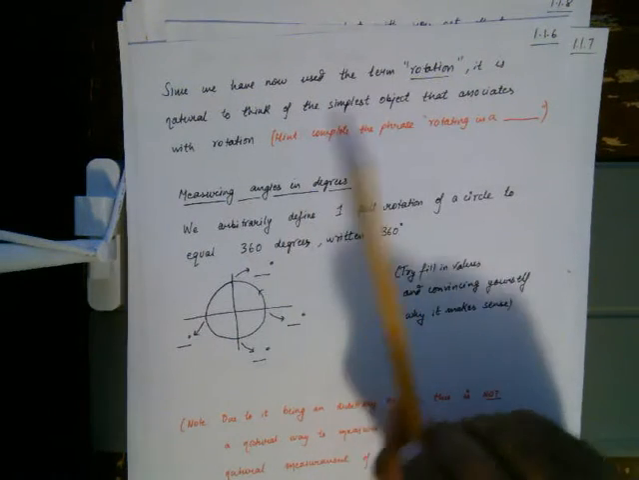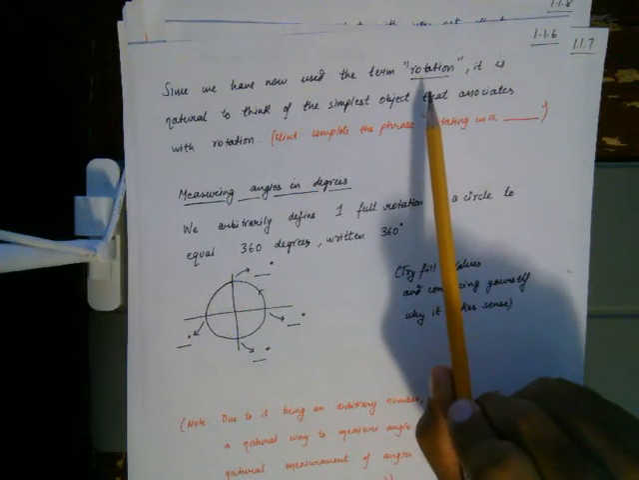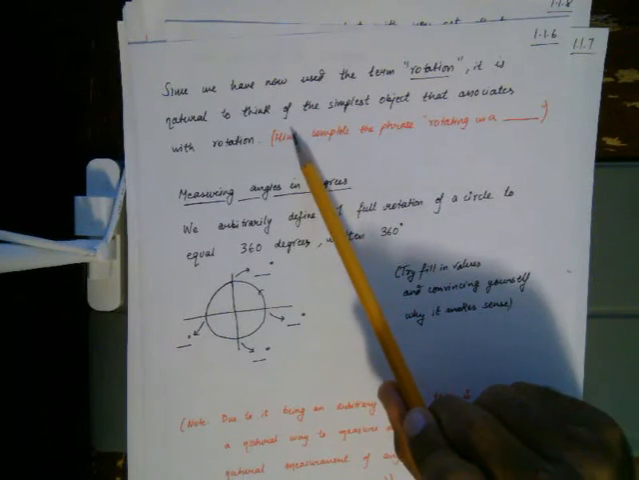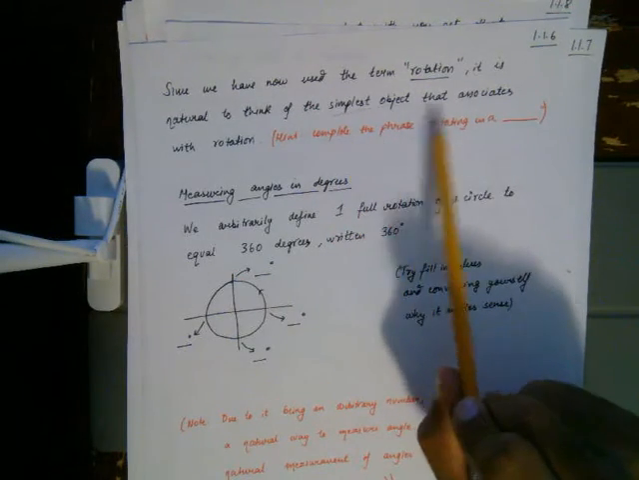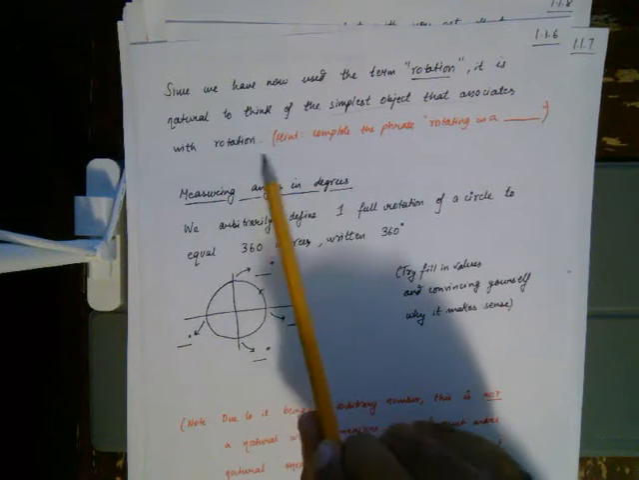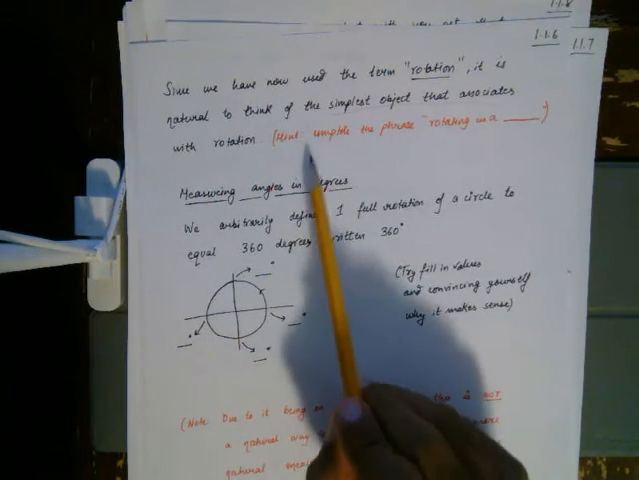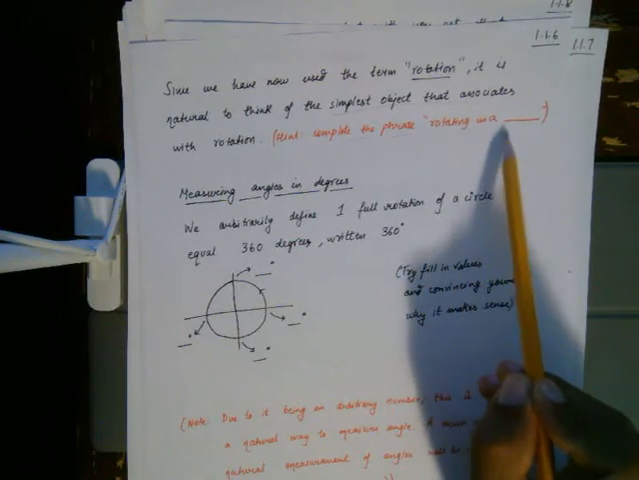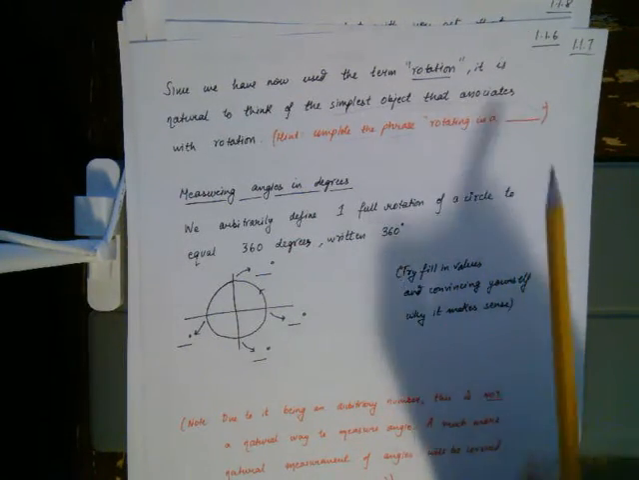Okay. Now, since we've used the term rotation in the definition of angle, we want to think of the simplest object that associates with rotation. Here's a hint. Try and fill this out. If you try to complete the phrase "rotating in a...", what would you say here?